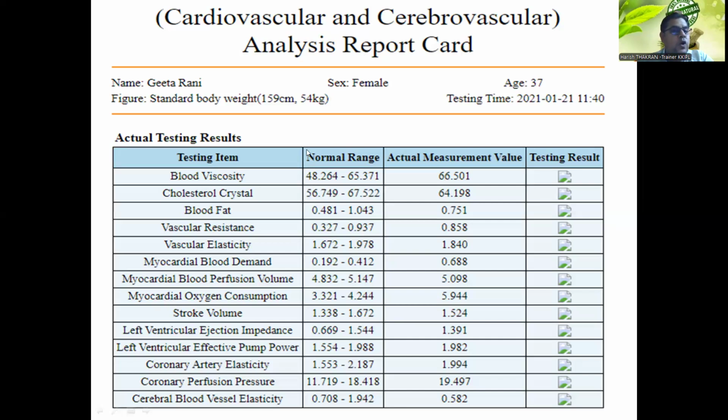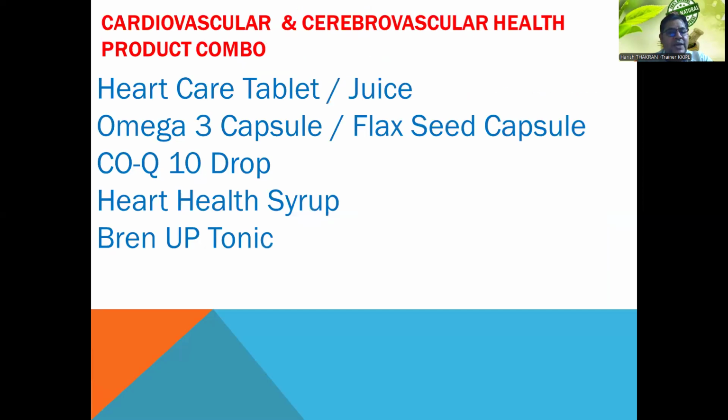And if we talk about the combination which you must use or must recommend to your customer for better heart and brain function, the combination is heart care tablet or heart care juice. With that, you must add omega-3 capsule or flaxseed capsule. With this, you must add coenzyme Q10 drop. And optionally, you can add heart health syrup or brain up tonic syrup. So basically, this is the perfect combination for boosting your heart health, boosting brain function, and getting fantastic overall blood supply in your body.